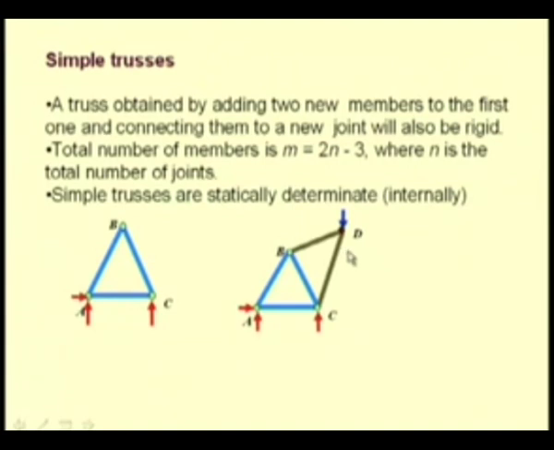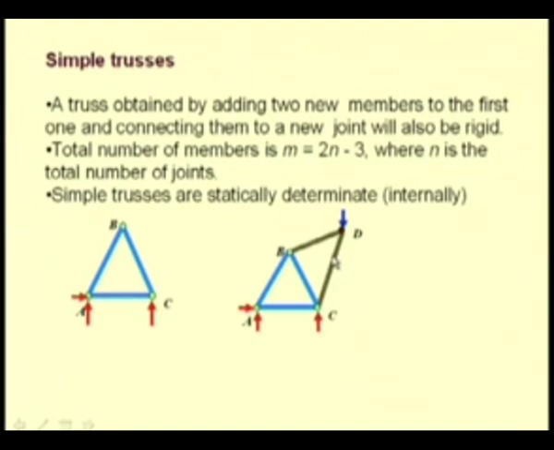These trusses have one property, that the number of members, if we designate it as m, is equal to 2 times the number of joints, if we designate it as n, then 2n minus 3. So, let us see for this example, we have 3 plus 2, that is 5 members and 4 joints. So, 2n minus 3 is 8 minus 3, which is 5. So, this equation is valid, and such kind of trusses are statically determinate.